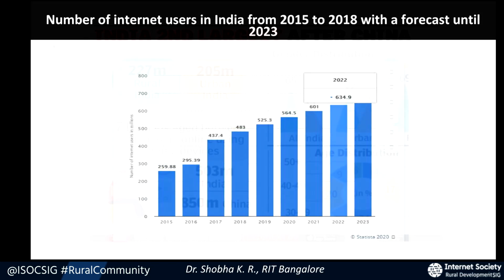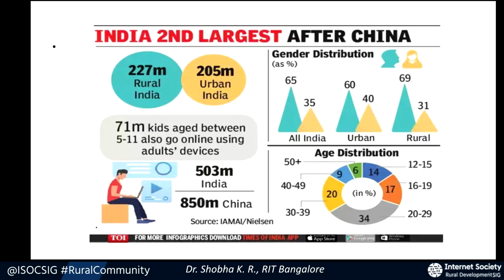Now let's see where India stands with respect to internet penetration. We stand as the second largest after China. We have around 503 million users compared to China, which has 850 million users. Looking at the split between rural and urban India, among the 503 million, 227 million are from rural India and 205 million are from urban India. This is a very interesting figure: rural India has penetrated into the internet world ahead of urban India. It is a very good thing to happen.